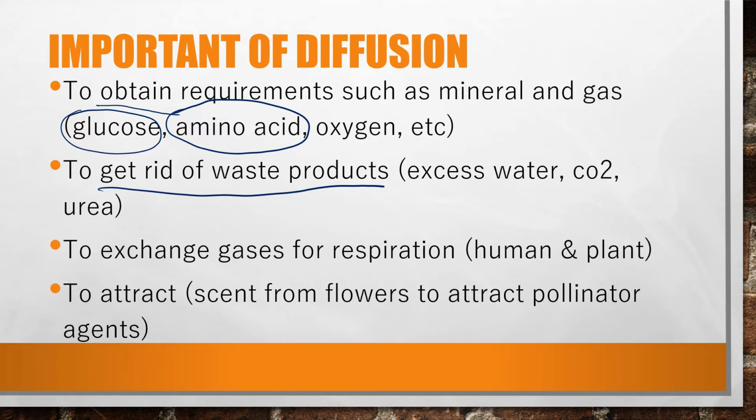So, excess water from our body or excess water from the cell will move out from the cell by the process of diffusion. Similarly with the carbon dioxide, our cell, when they do the respiration process, they will produce the waste product, which is the carbon dioxide. This carbon dioxide is not good for our cell because it can damage our cell. So the CO2 needs to get out from the cell. So the CO2 gets out from the cell by the process of diffusion.